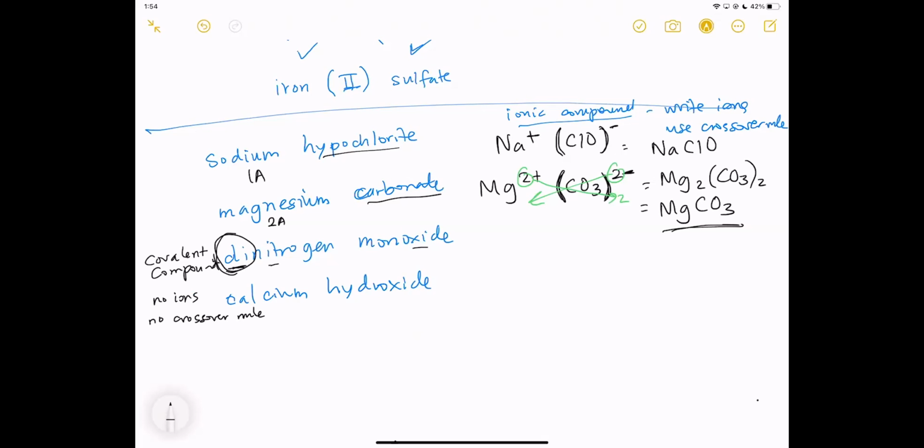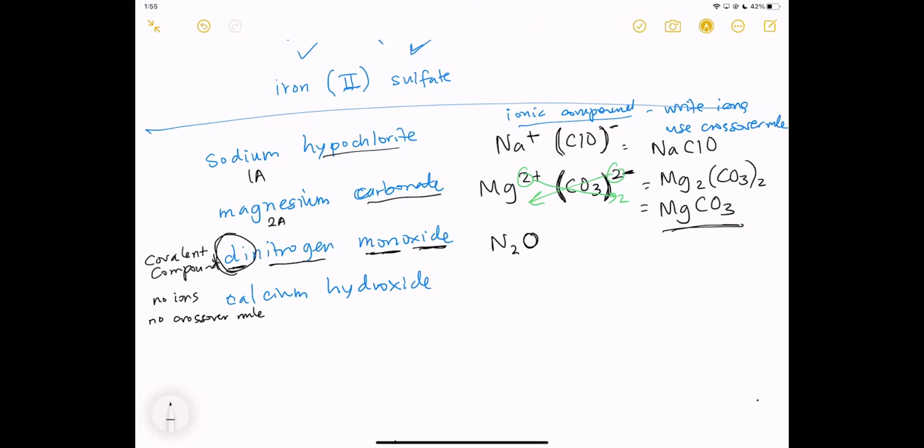It means that there's 2 of these guys, 2 nitrogens. So this is N2. And then this mono means that there's 1 of these guys, which is oxygen. So just 1 O. So N2O would be the chemical formula of that one.